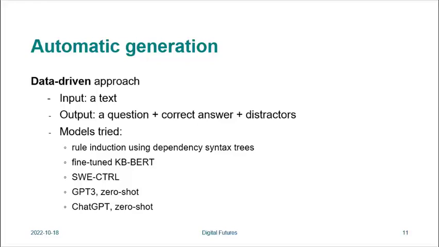And in this project, we've tried a multitude of models. We also tried non-neural models, one based on rule induction. We have also fine-tuned the Swedish BERT model, KB-BERT, on these SFI tests and used various different sampling techniques. We also tried a whole new generative model for Swedish called SWE-QUEST. And additionally, we have tried the two models from OpenAI, GPT-3 and ChatGPT, using a zero-shot approach.